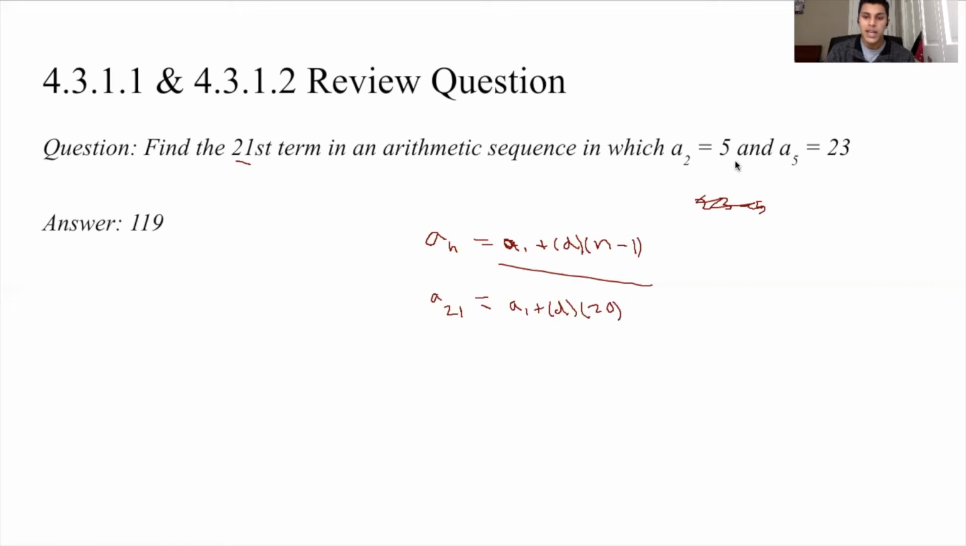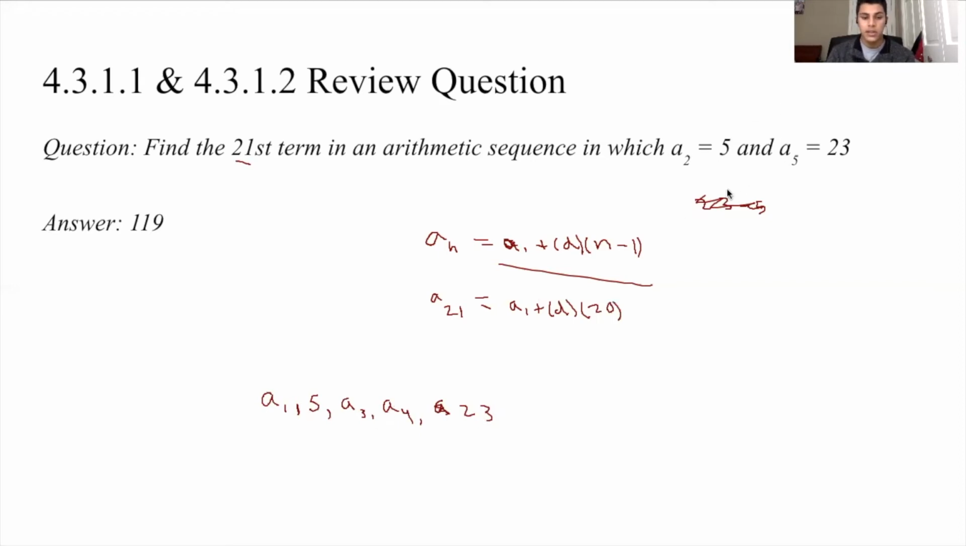We know that the second term in this sequence is going to be 5, and the fifth term is going to be 23. If we're writing out our sequence, it goes like this: A1, then we have 5, which is the value of A2, then we have A3 and A4, because we don't know these, remember that. And then we know the value of our fifth term, A5, is 23.